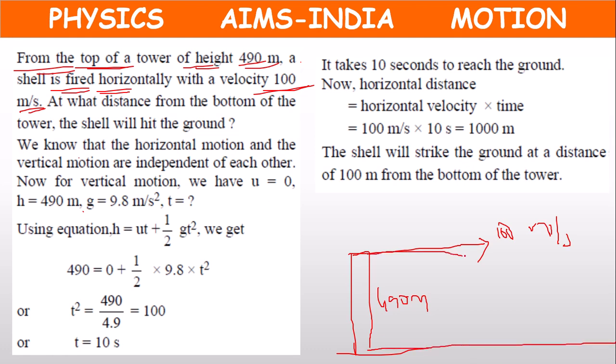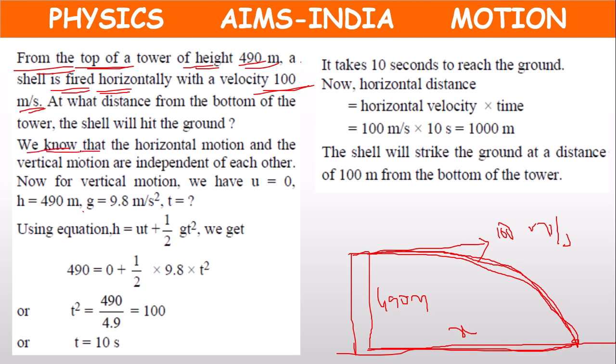Actually, the body will travel in this path like a parabola, and at some distant point it will touch the ground. So from the bottom of the tower until it touches the ground, what will be the distance, or at what distance it will touch the ground, that we have to find.